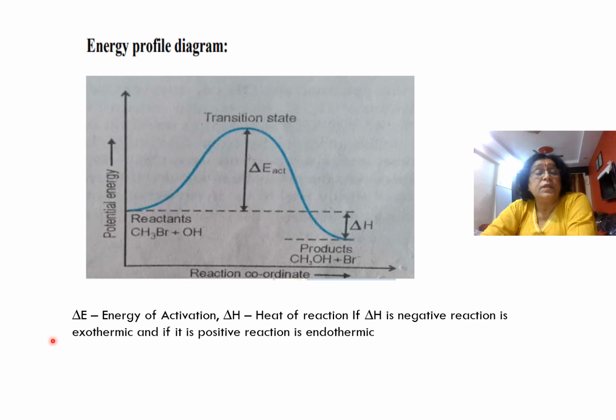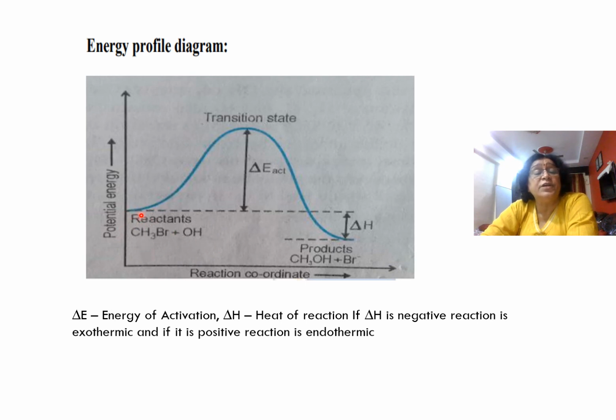Then one more thing, the energy profile diagram. What is an energy profile diagram? It is a diagram of the potential energy against the reaction coordinate. As the reaction progresses, it shows how the energy changes. So here you see the reactants were what? Methyl bromide reacted with the OH nucleophile. So the reactants were methyl bromide and OH.